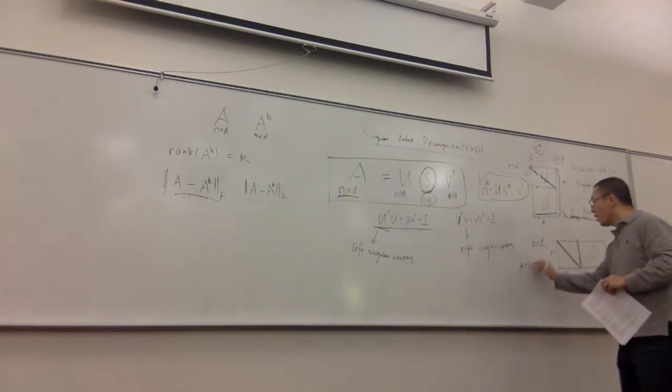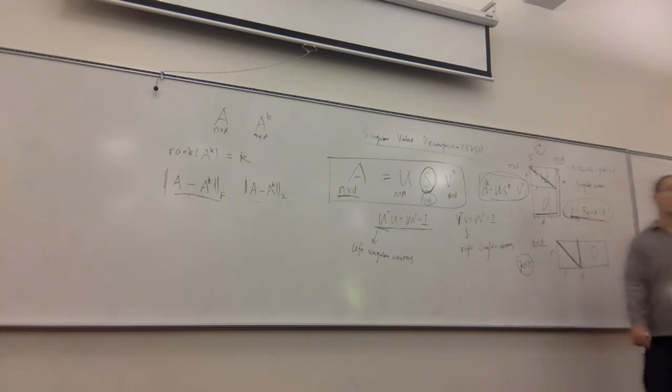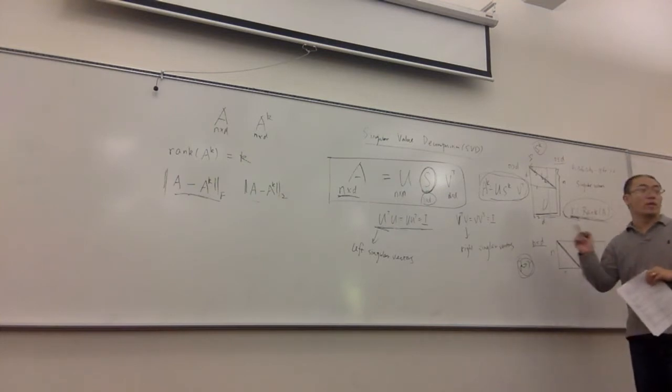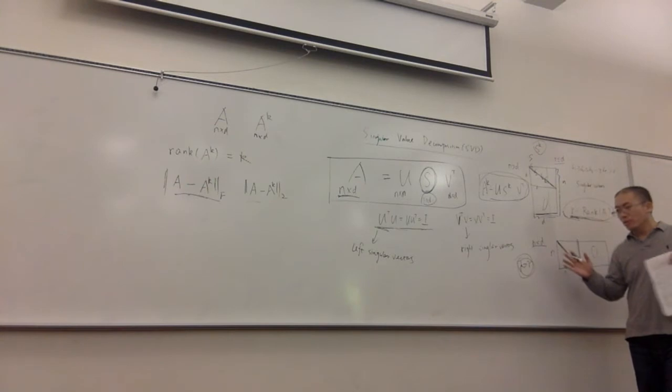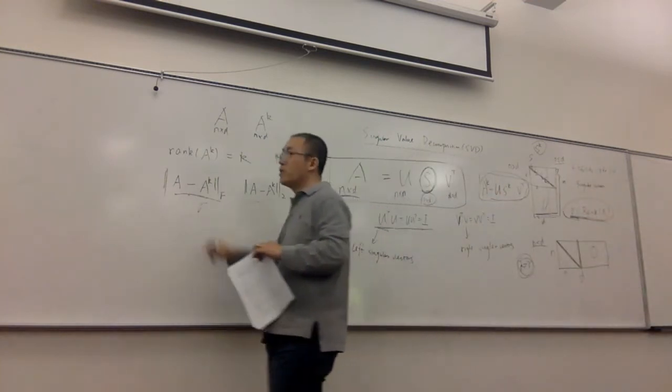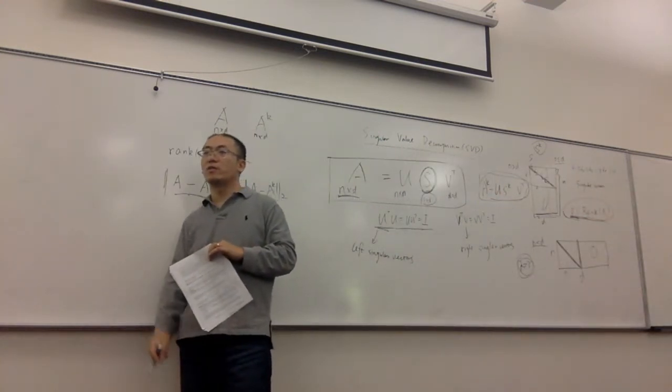If you choose k bigger than r, what will happen? The values you truncated are all zeros. That means you actually do not make any change to S. Then your A_K is exactly A, right? The norm of the difference is just 0.